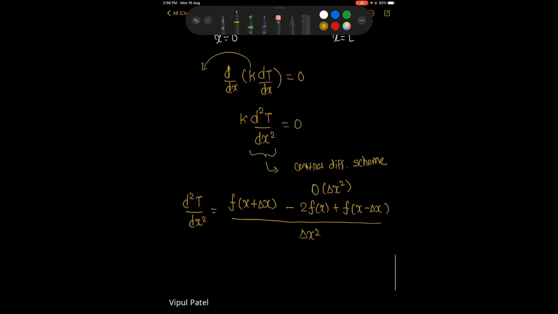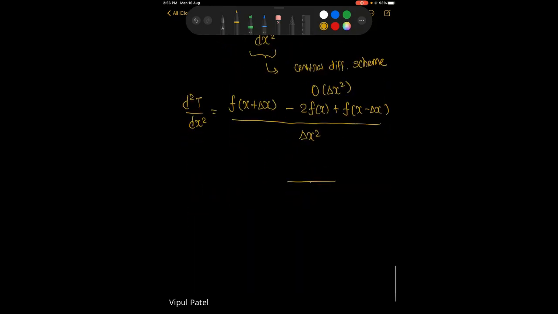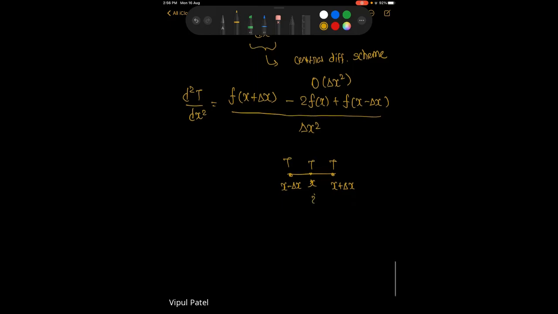Okay, that means the nodes: the one at i or x, then the subsequent node on the right hand side, which is at x plus delta x, and the subsequent node on the left hand side, which is at x minus delta x. Okay, and we are talking about the heat conduction problem, so our function is nothing but temperature. In terms of node number, we are talking about T at i, then T at i plus 1, and T at i minus 1.